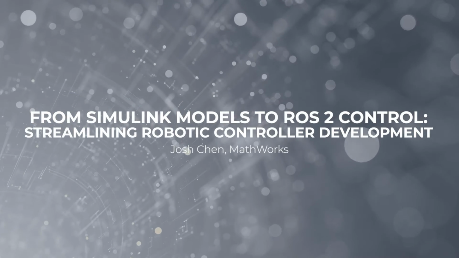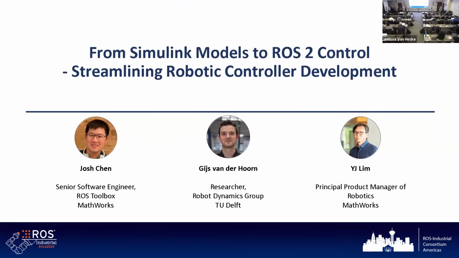Without further ado, I want to introduce our next set of speakers. With us today, we have YJ Lim and Josh Chen with MathWorks. Josh is a senior software engineer at MathWorks, focusing on the ROS Toolbox to generate production-ready C++ code. And YJ is the principal manager for robotics and automation systems at MathWorks. They've been valued partners, with a lot of collaboration around Simulink to generate ROS control code. We're really excited to get this update on the tools in the robotics toolbox, in particular around ROS 2 control. Josh and YJ, the floor is yours.